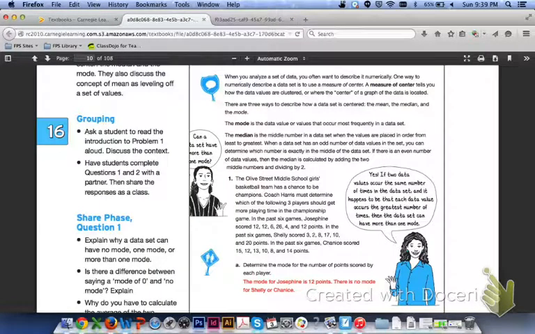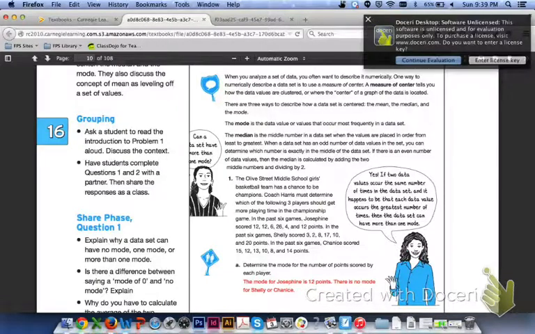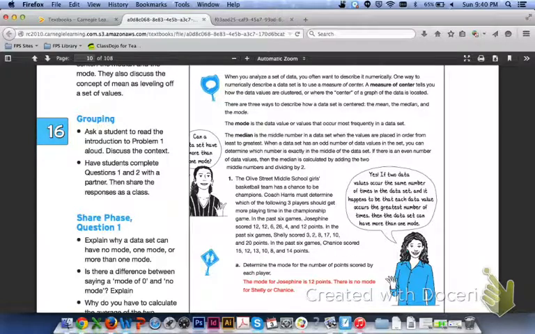For problem A, the mode for the number of points scored by each player, the mode for Josephine is 12 points, because 12 occurs 3 times in that data set. Whereas for Shelley and Shanice, there is no mode, because all the numerical values only occur once.